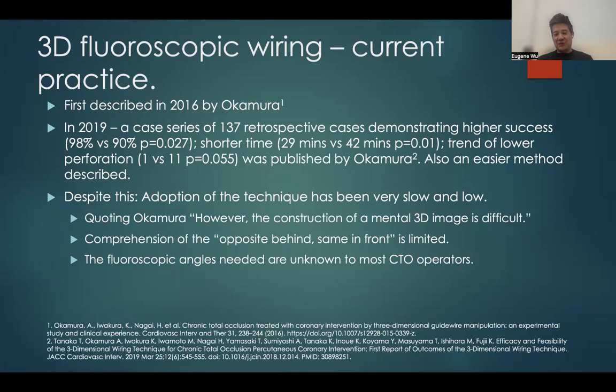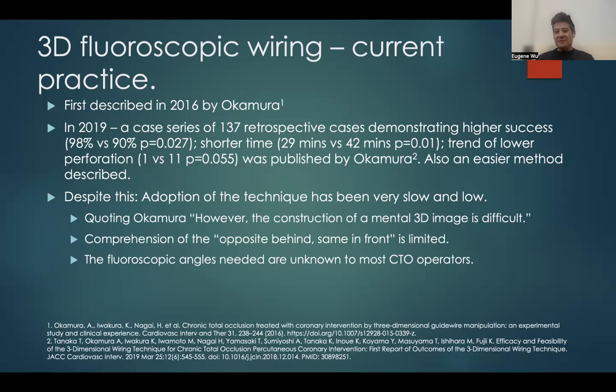I think there are several reasons for this. Number one, quoting Okamura himself, he says, "However, the construction of a mental 3D image is difficult." And this is a problem. To construct a mental 3D image is actually hard for most people. Secondly, the comprehension of opposite behind, same in front is very limited. It's limited to a small group of Japanese operators, and many people don't understand this principle. And also the fluoroscopic angles that are needed are unknown to most CTO operators.